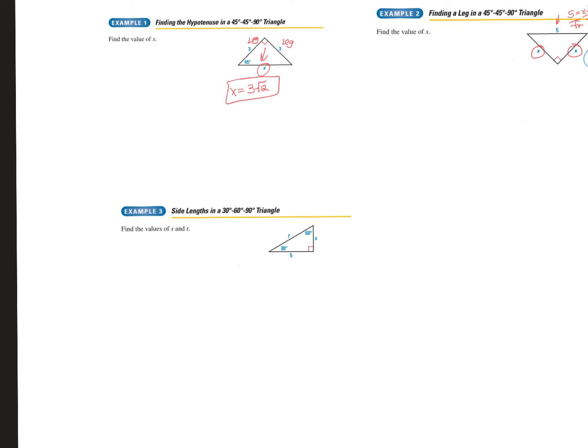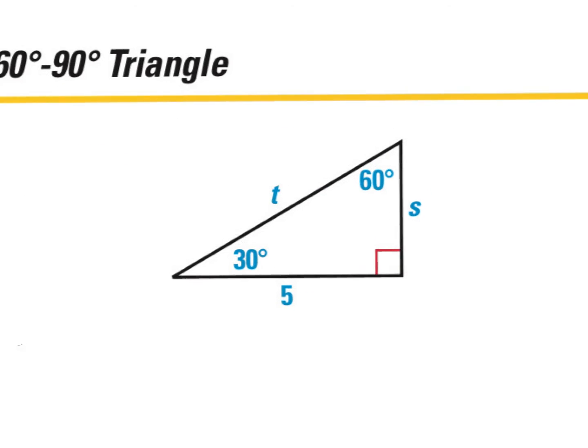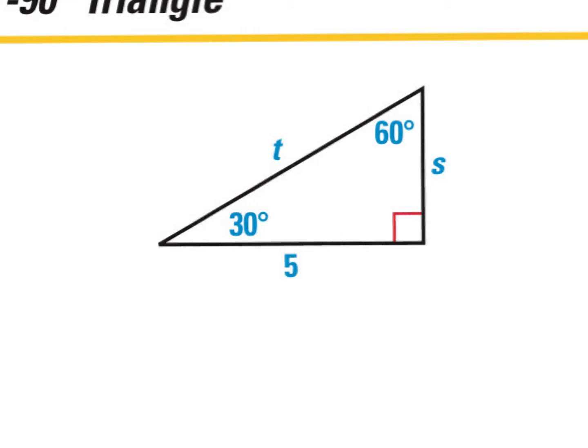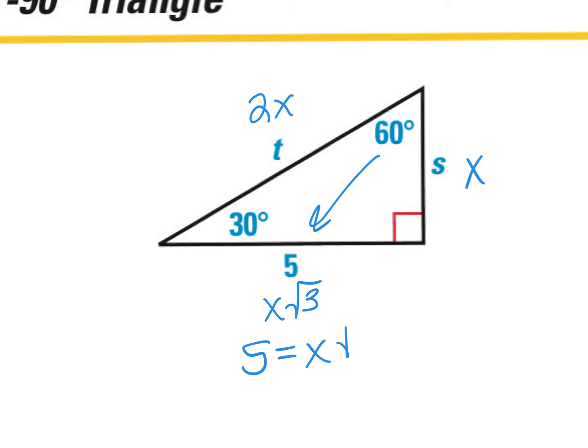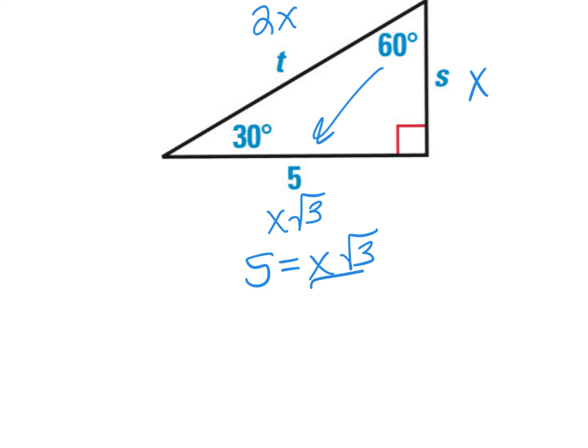Now, when we talk about a 30, 60, 90, we're finding the values of s and t. In this case, we're finding the shortest leg, which is our x value, and the side t, which is the hypotenuse. That's 2 times that. I know that across from the 60 degree, that value is x times the square root of 3. So you simply set that side equal to x root 3. We're going to divide both sides by the square root of 3.